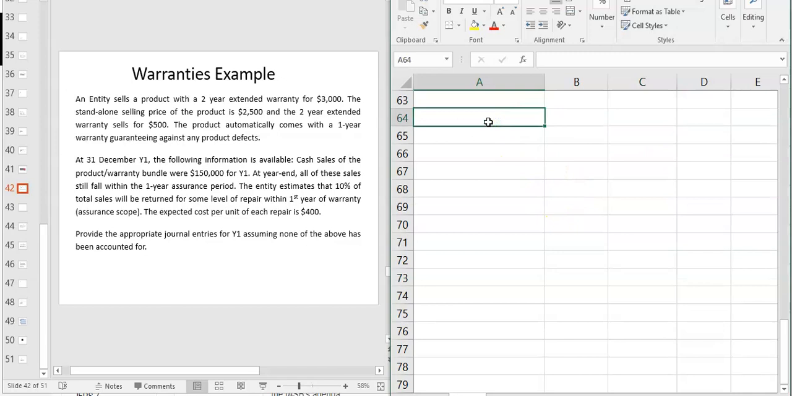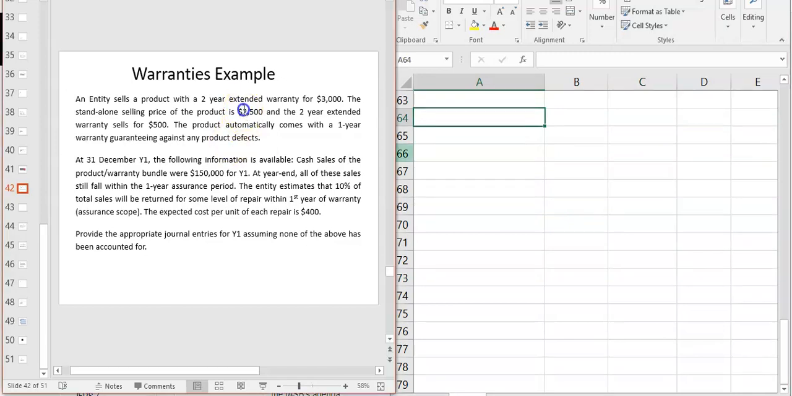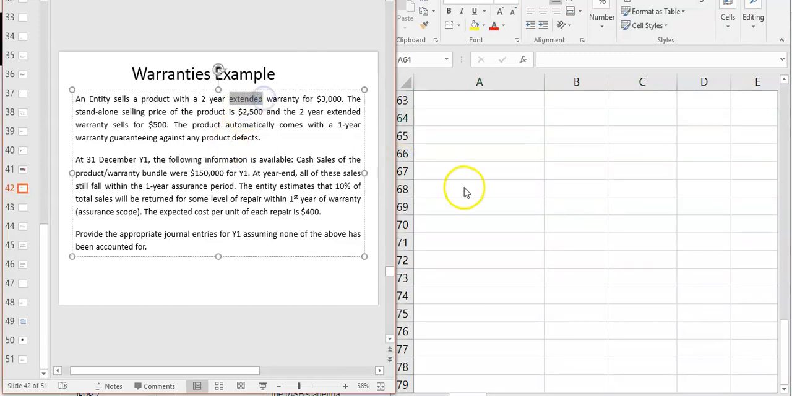So an entity sells a 2-year extended warranty. That's the key word there, extended, for €3,000. Standalone selling price for the product is 2.5, and the extended warranty is 500. So actually they've given no discount here. It's just the full amount of the two standalone. The product automatically comes with a 1-year warranty guaranteeing any product defects.